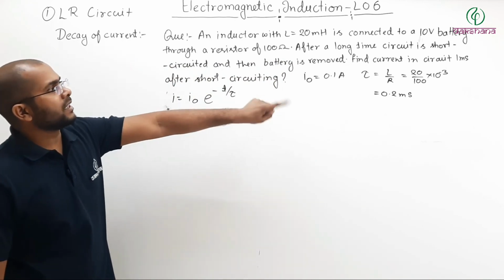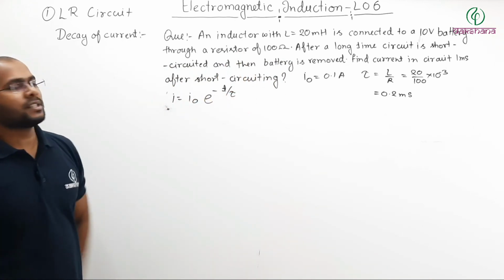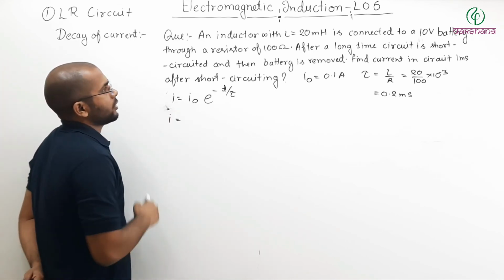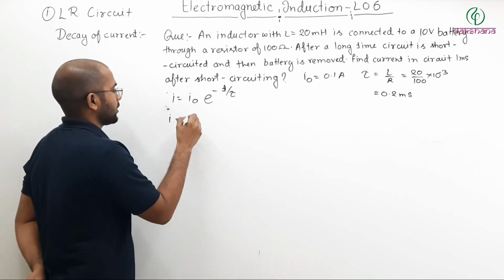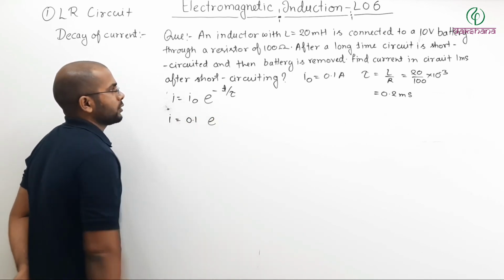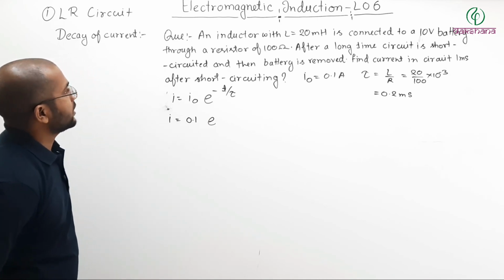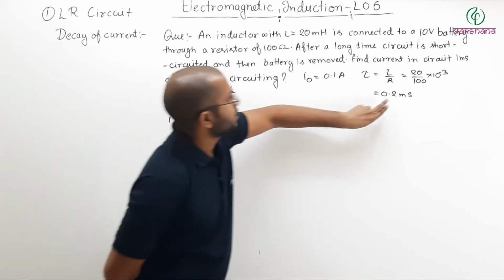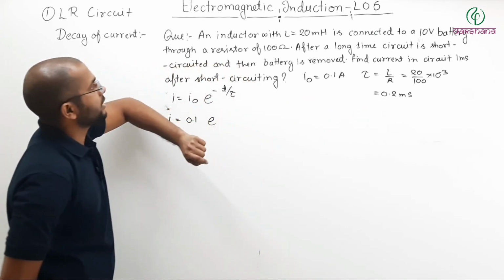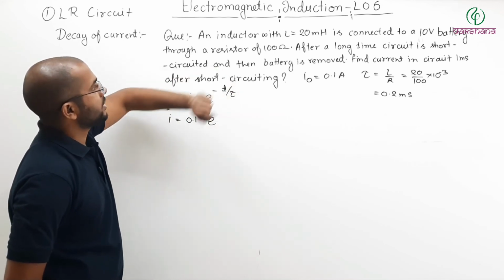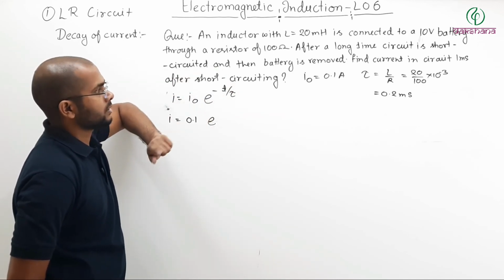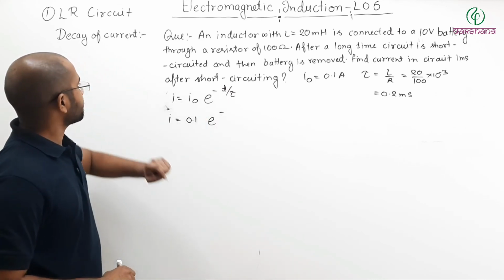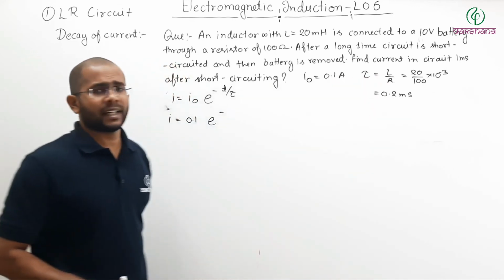So find the current in the circuit 1 millisecond after the short circuiting. Let us write: I equals I naught, which we have already calculated, 0.1, times e to the power minus time. Tau is 0.2 millisecond, correct, from 20 millihenry and resistance 100 ohm, that is correct. 100 by 100, correct. So e to the power minus of time. What is time? Time is given as 1 millisecond.